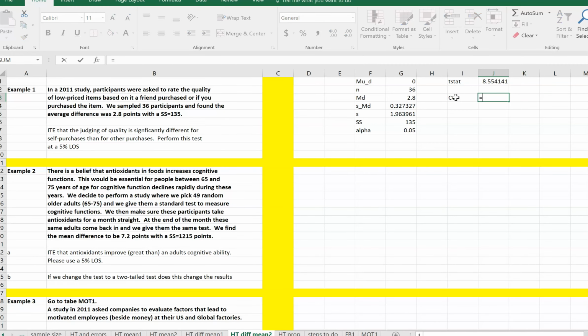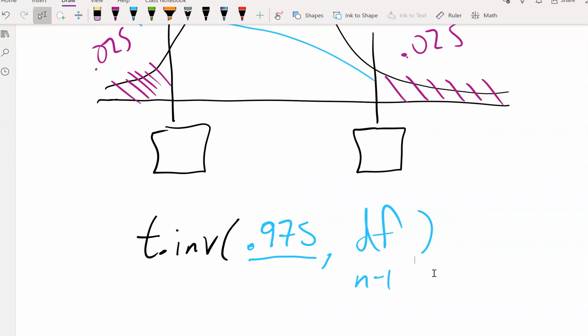So to find the critical value, I'm going to use T.INV, and the probability will be 0.975, comma, degrees of freedom. Degrees of freedom is n minus 1, so I can put that in there. Boom, and there's my critical value. Pretty good critical value, 2.03. So that means this bar right here is at 2.03 and negative 2.03.